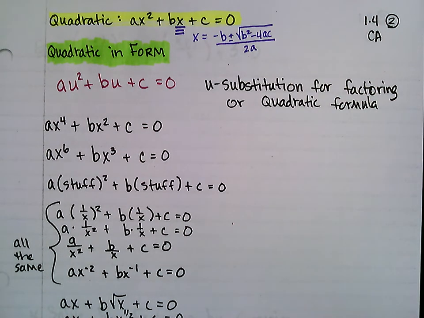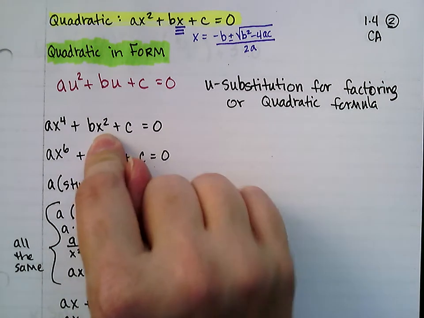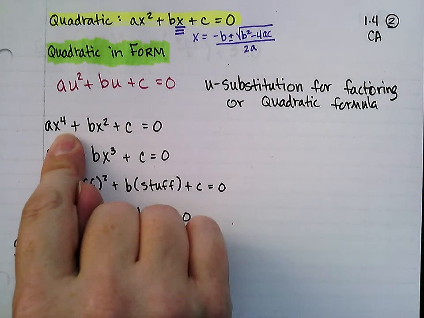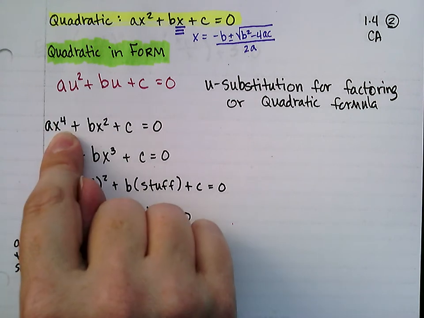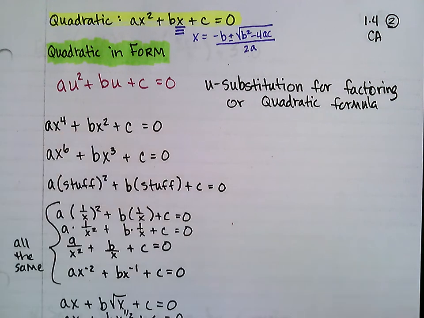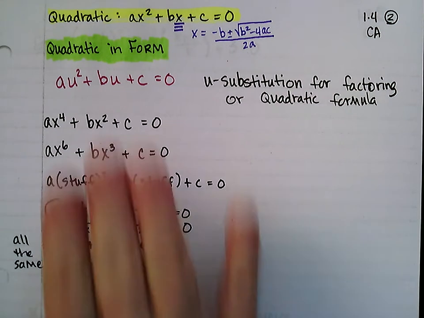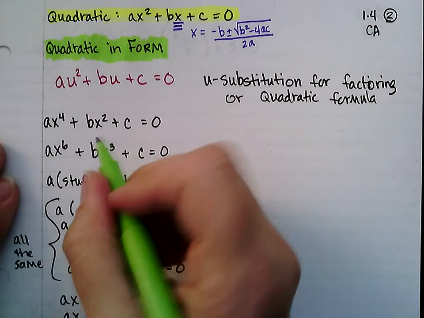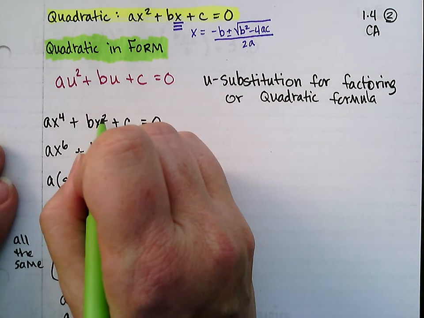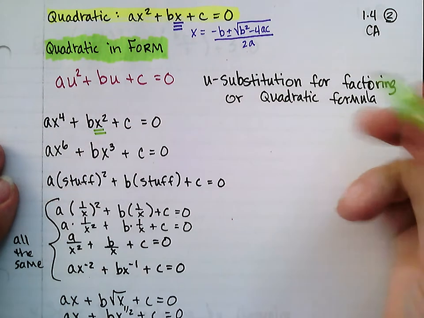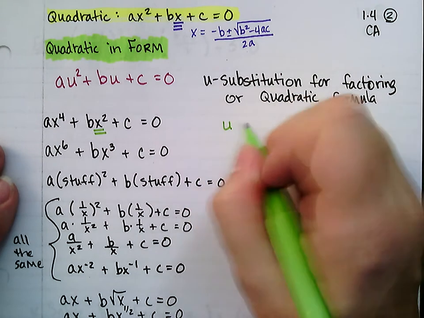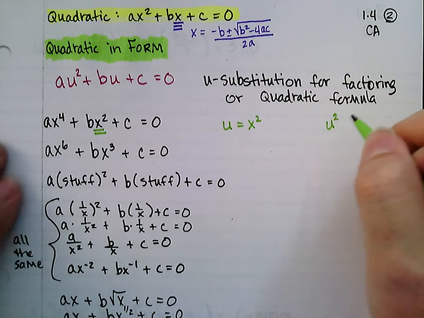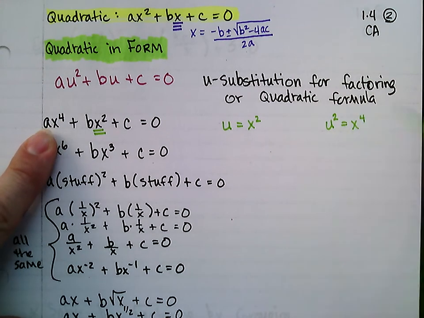But it is always, always, always going to be that u is the thing that is the lower exponent. The u squared is going to be twice as big. So let's work through some of these. Let's just rewrite some of these, and then we'll do an example down at the bottom of the page. So we're looking for the exponent that is the smaller. This one's twice as big. So this is what our u is going to be. We're going to replace x squared with u, and we're going to replace x to the 4th with u squared.